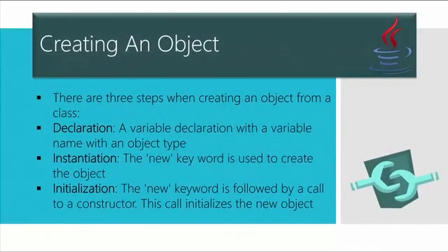Now, how do we go about creating an object in a Java program? There are three steps that you have to remember when creating an object from a class. First is the declaration: a variable declaration with a variable name and an object type. Next is the instantiation: the new keyword is used to create the object. And then the initialization. In other words, that new keyword is followed by a call to a constructor, and this call initializes the new object. So just the basic rule of creating an object from a class.